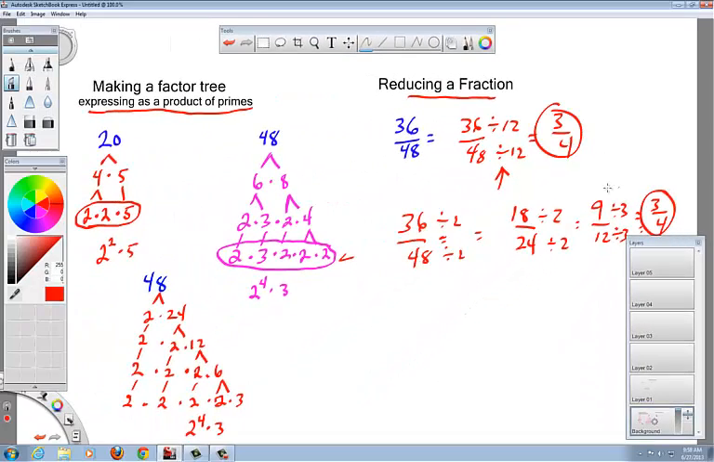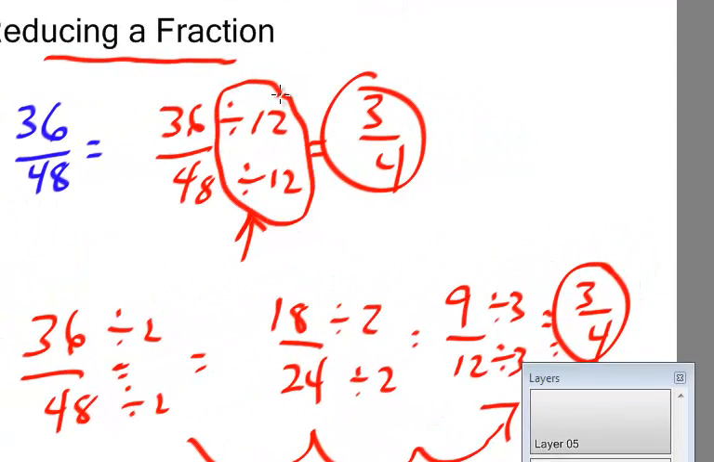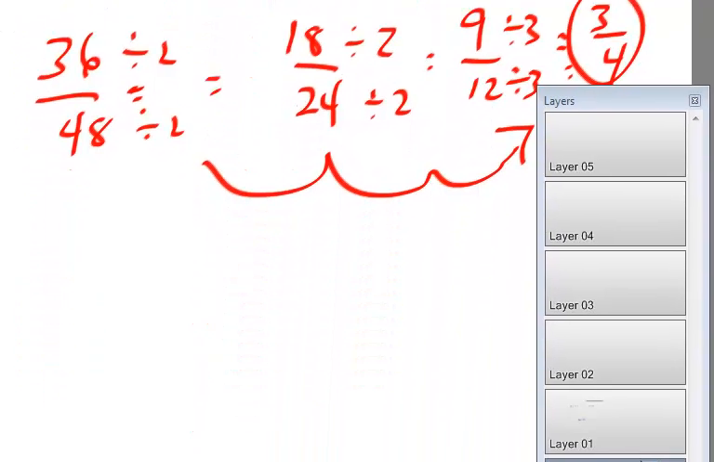Whether you choose to whittle it down like this, there's no penalty for it, except that it takes more time. It's always better to try to get the biggest number possible. The greatest common factor is called the GCF. Sometimes you'll see it written that way. And that way you get it done in one shot. But that's reducing a fraction.